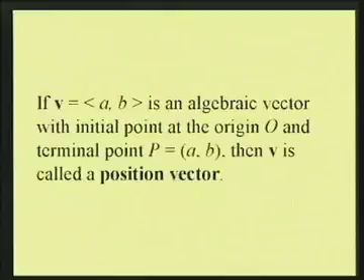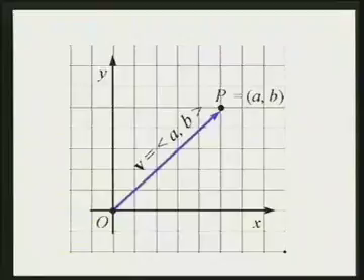If v equals a comma b is an algebraic vector with initial point at the origin O and terminal point at P equals a comma b, then v is called a position vector. So the position vector has the initial point always at the origin. Here's an example of what a position vector looks like for the vector v equals a comma b. Notice the initial point is at the origin, and the terminal point is the point P equals a comma b, the same as the components of the vector.